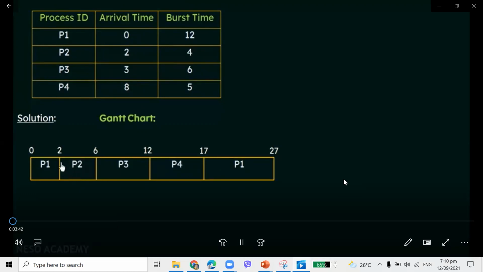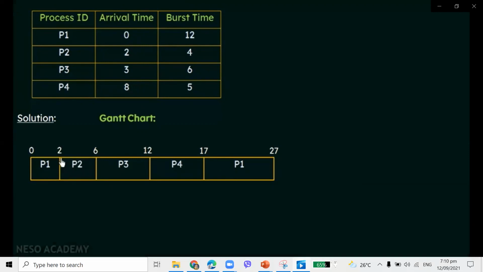Now let's see what was happening in the Gantt chart. P2 was executing. P2 started its execution from the second millisecond, and at the third millisecond, P2 completed 1 millisecond of its execution. What is the burst time of P2? It is 4. So at time 3, P2's remaining time is now 3 milliseconds. At that time P3 arrives and the burst time of P3 is 6 milliseconds, which is greater than that of P2. So P2 will not be disturbed and it will be allowed to continue its execution.